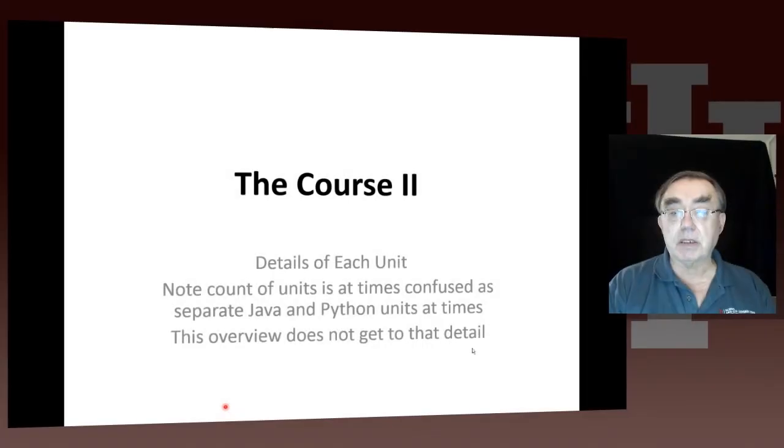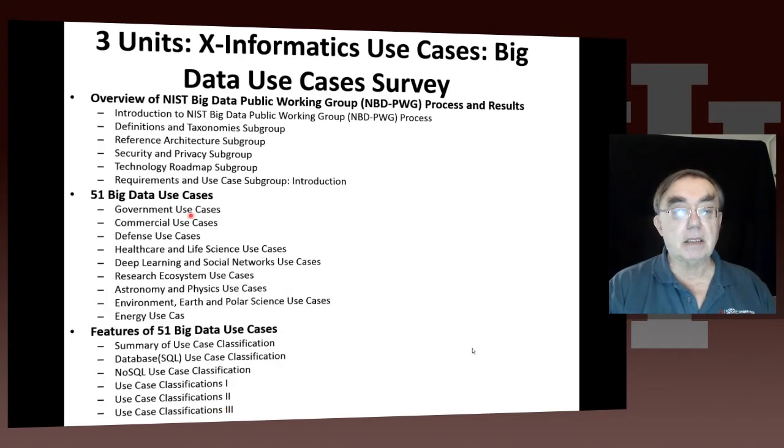All right, now we get on to the second group of detailed discussions of the contents of the course. And the first, then, we have these 3 units, which are actually a relatively new set of units. They're covering 51 use cases, 51 values of X, from a survey we did over the end of 2013 in conjunction with the National Institute of Standards and Technology, NIST, who set up a big data public working group.